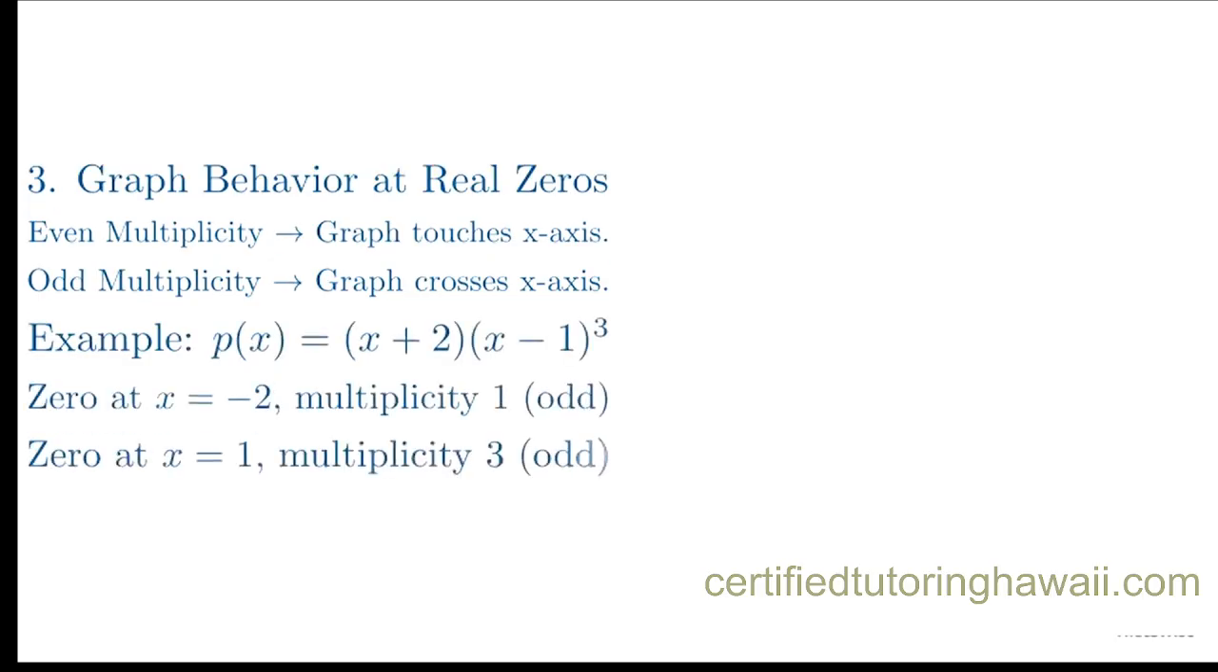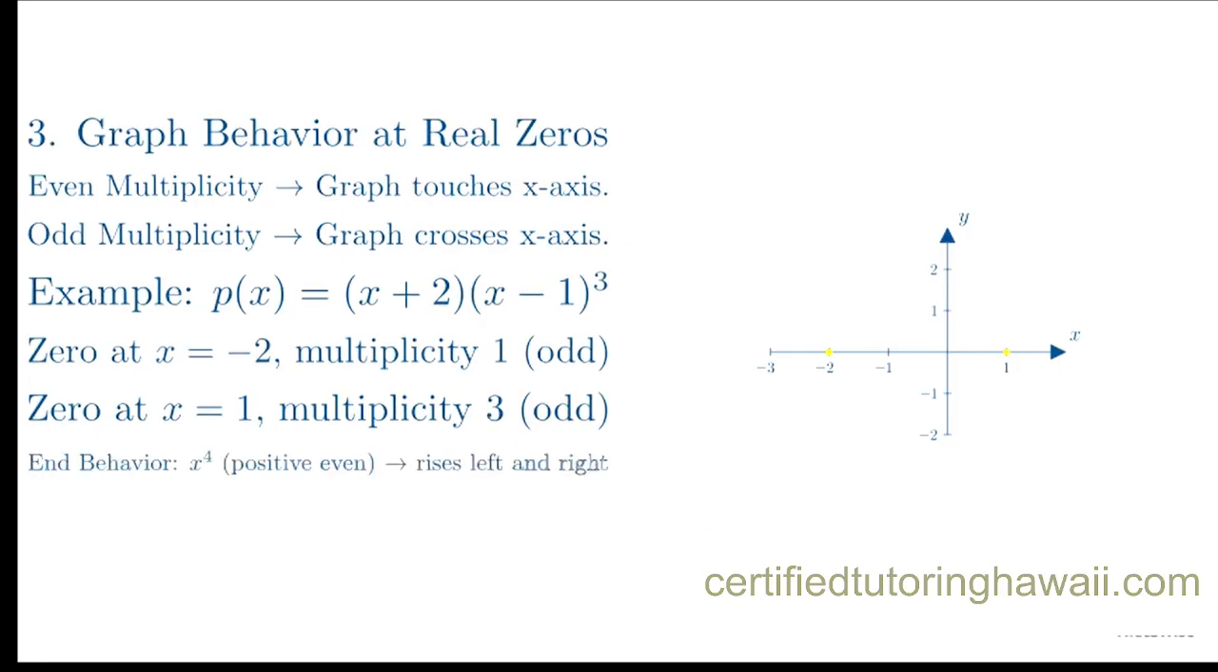P of x equals (x plus 2) times (x minus 1) cubed. We know the zeros are x equals -2 with multiplicity 1 and x equals 1 with multiplicity 3. Let's consider the x-axis. At x equals -2, since the multiplicity is 1, an odd number, we expect the graph to cross the axis. At x equals 1, the multiplicity is 3, which is also an odd number, so we expect the graph to cross again. Because the multiplicity is 3, the graph will flatten as it passes through this point.